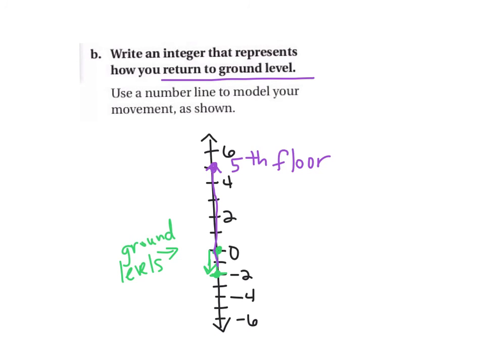And so then the question specifically says for how we would return to ground level, what's our integer? So in order for us to get back from the 5th floor down to ground level to get back off the elevator, then we would have to go -5 for that particular integer.